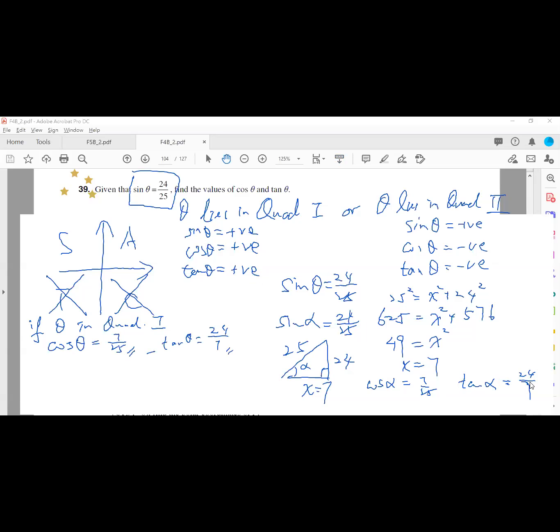Okay, but we have case 2. If theta is in quad 2, then cosine theta, for the second case, will be a negative number. Negative what? So negative 7/25. Answer. And tangent theta is also a negative number. Negative what number? Negative 24/7.